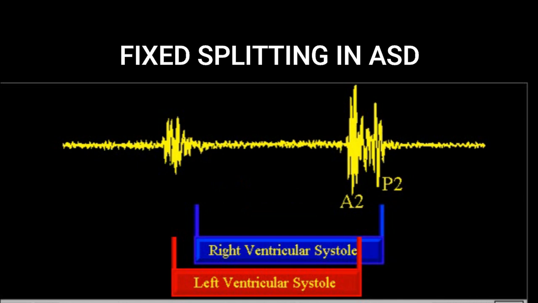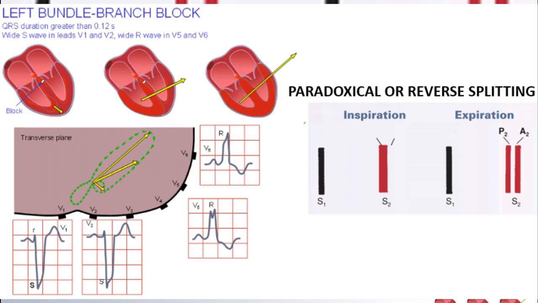And for the paradoxical splitting, or reverse splitting, instead of splitting during inspiration, what happens there is splitting during expiration. Okay, so this is commonly seen in patients with left bundle branch block.